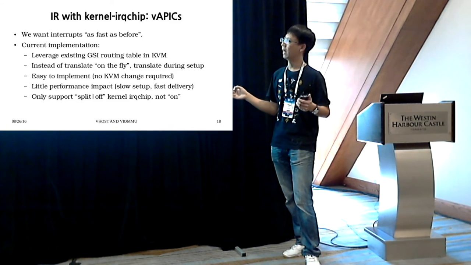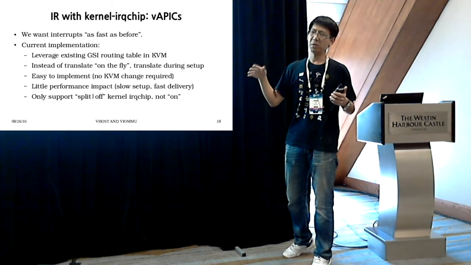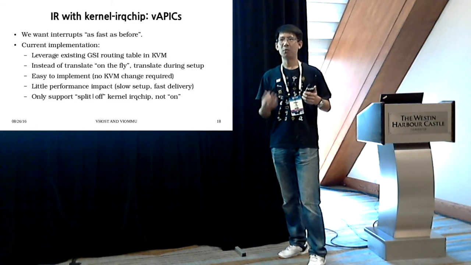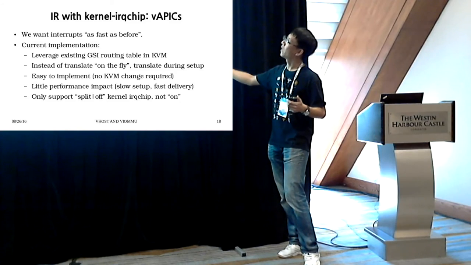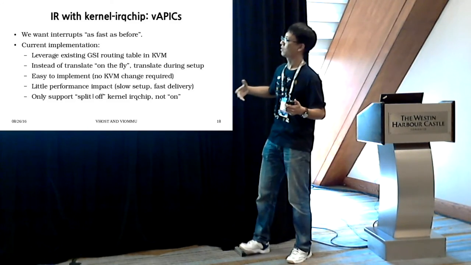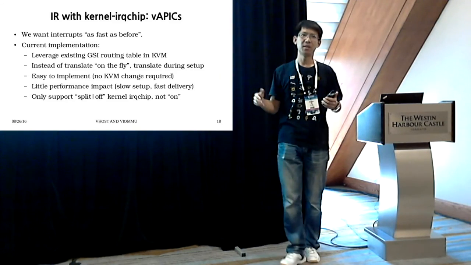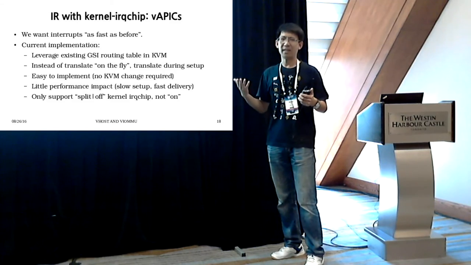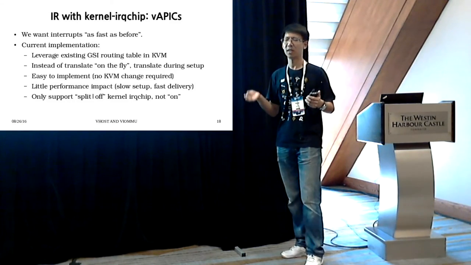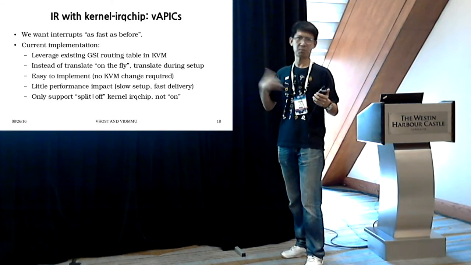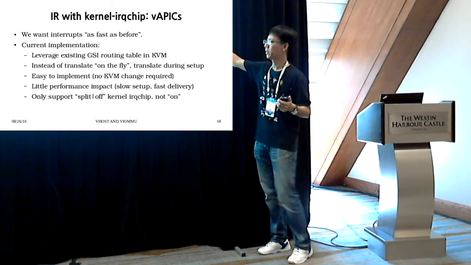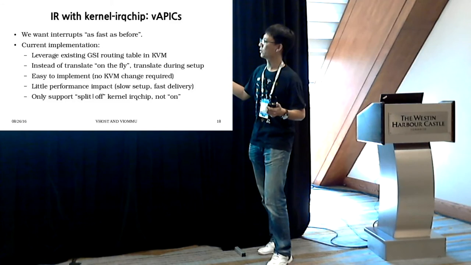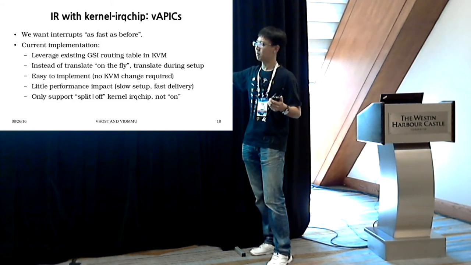So that's quite simple. And the translation is slightly different from the emulated one, because for that one, we translate on the fly. For example, if an interrupt is generated, we translate and we deliver. And for the vAPIC support, if we cache the translated result into the GSI routing table, it is quicker, because we do the translation beforehand. We just translate it during setup. So when the interrupt is triggered, we do not need to translate it at all. So it's just as fast as before, even without interrupt remapping. This one is quite easy to implement, because we do not have to touch KVM at all. We just leverage the GSI routing table.